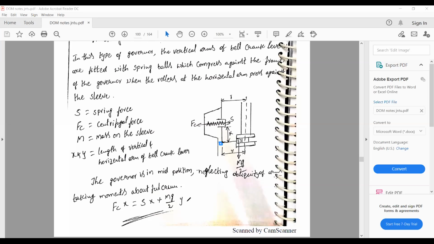Already you know the equilibrium condition. When we take the moments, Fc is going to rotate in the anti-clockwise direction. The observer assumes that Fc is rotating anti-clockwise, and the other two forces, the spring force and the mass of the sleeve, both act as clockwise rotation. That's why we write them on one side, and the centrifugal force on the other side.